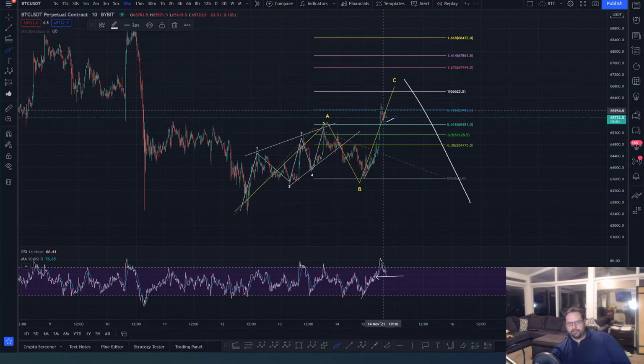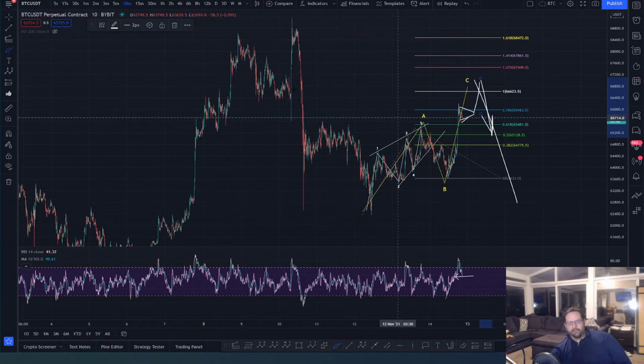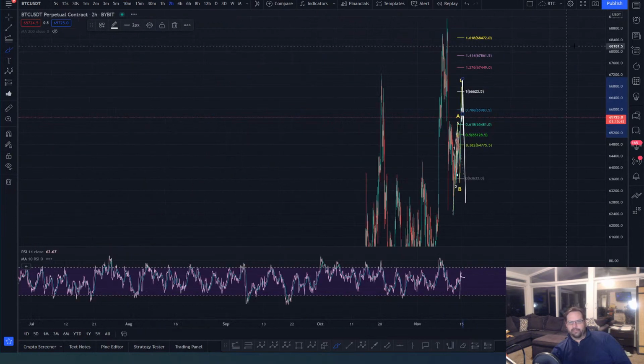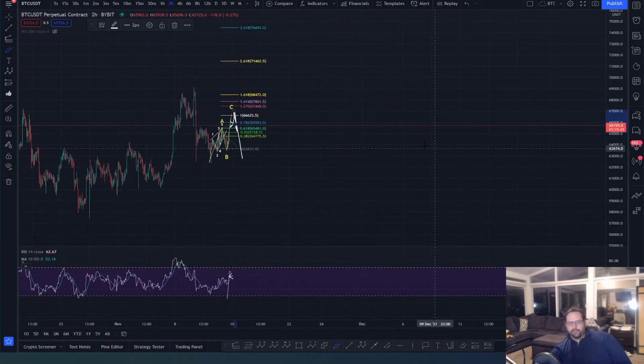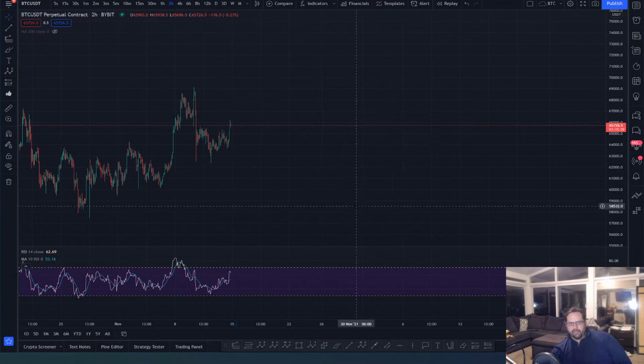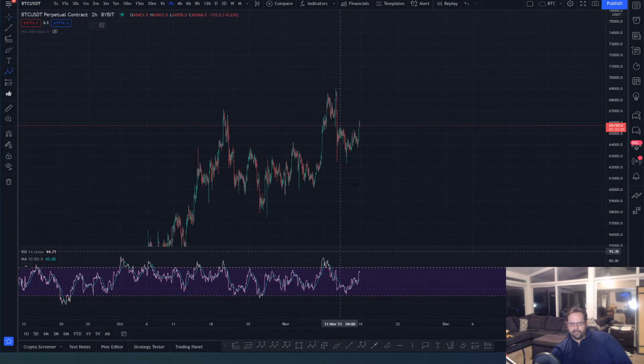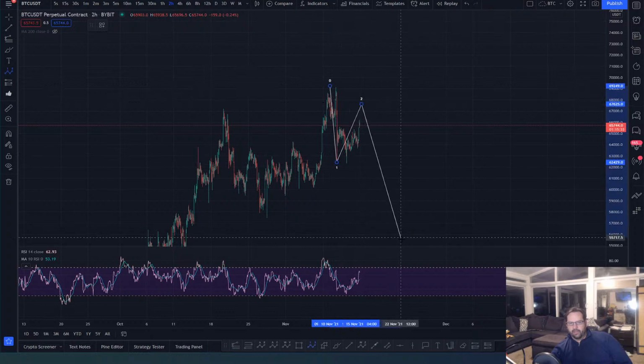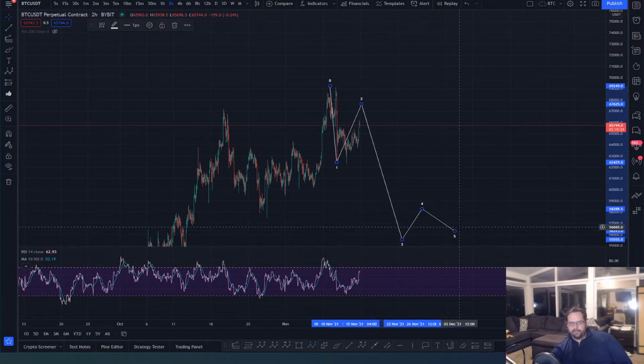We could be making a triangle right in here before we go up, and then make our downward move. Now, if that goes down, we'd be zooming out to the 2-hour chart, looking for 5 waves to the downside. What would that look like? Something like this. 1, 2, whenever that's finished, 3, 4, 5. Okay.